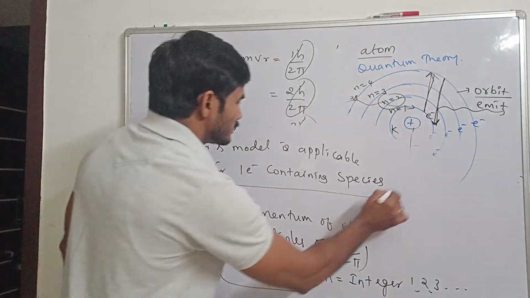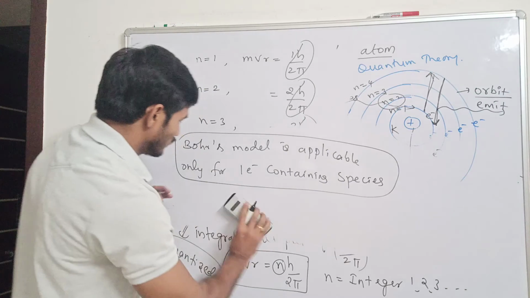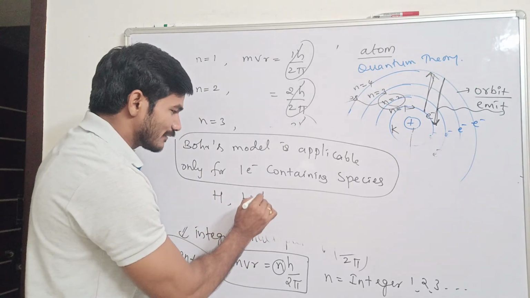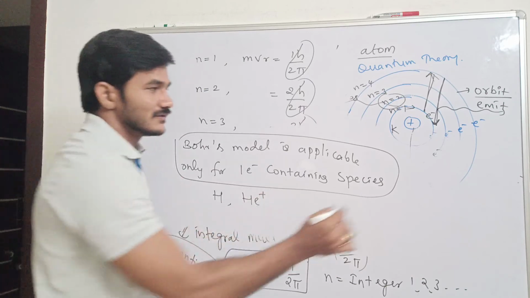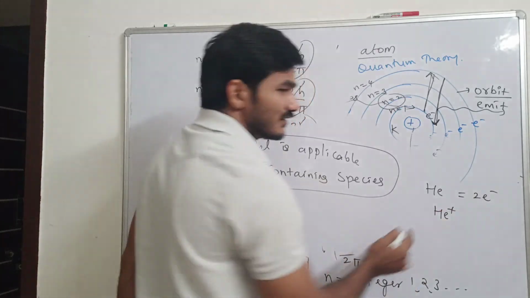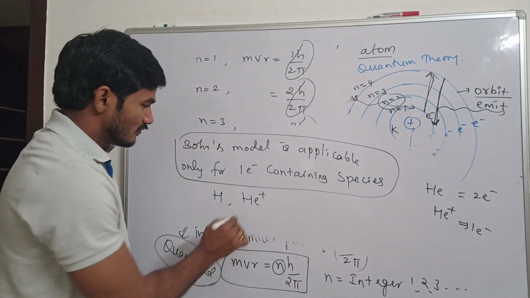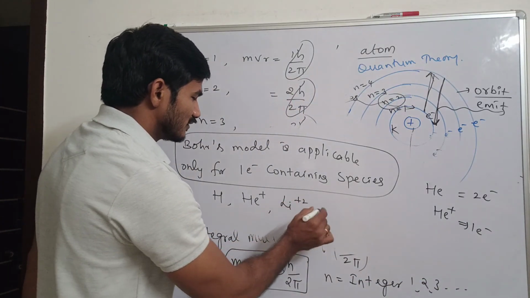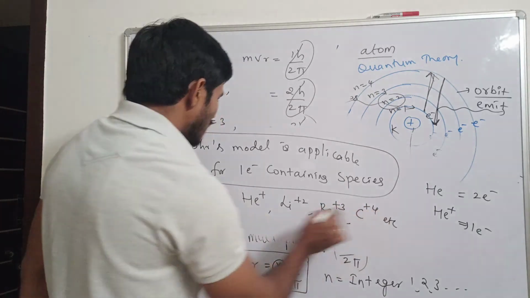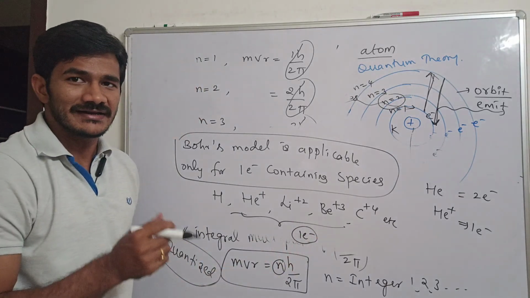One-electron containing species means what? For example, hydrogen. Helium contains 2 electrons, but helium plus contains 1 electron. Helium has 2 electrons; helium plus means it lost 1 electron, so it contains only 1 electron. Okay, lithium plus 2, beryllium plus 3, carbon plus 4, etc. All these contain only 1 electron.